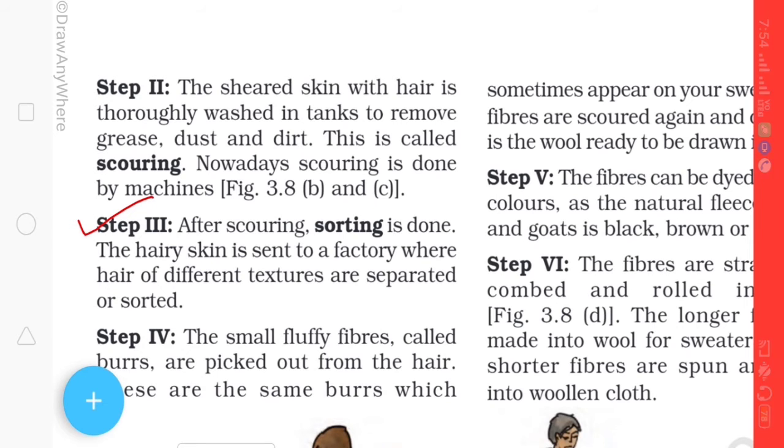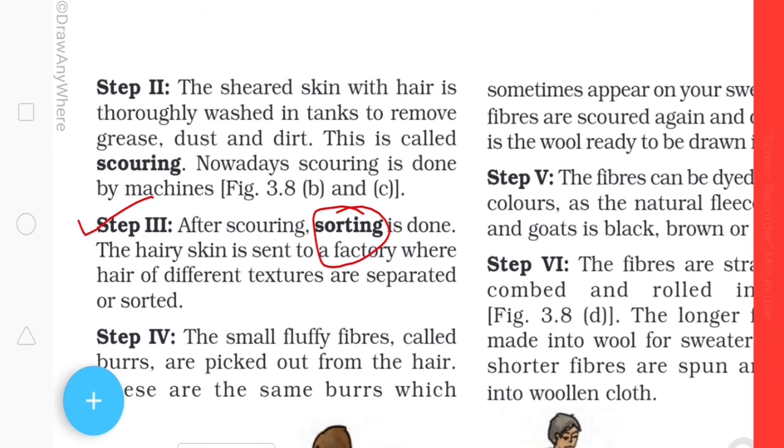After scouring, sorting is done. What do we do in the third step? We do sorting. The hairy skin is sent to a factory where hair of different textures are separated and sorted. Now, sorting means what? We are separating the different types of hair.